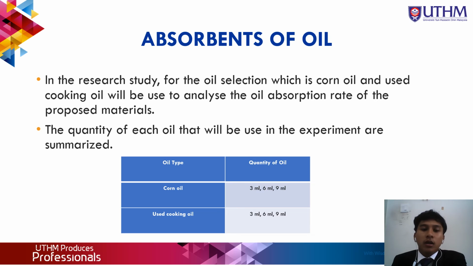Okay, absorbent oil. In the research study, for the oil selection, corn oil and used cooking oil will be used to analyze the oil absorption rate of the proposed material. This table shows the quantity of each oil that will be used in the experiment. For the corn oil, the quantity is 3 milliliters, 6 milliliters, and 9 milliliters. The same for the used cooking oil: 3 milliliters, 6 milliliters, and 9 milliliters.